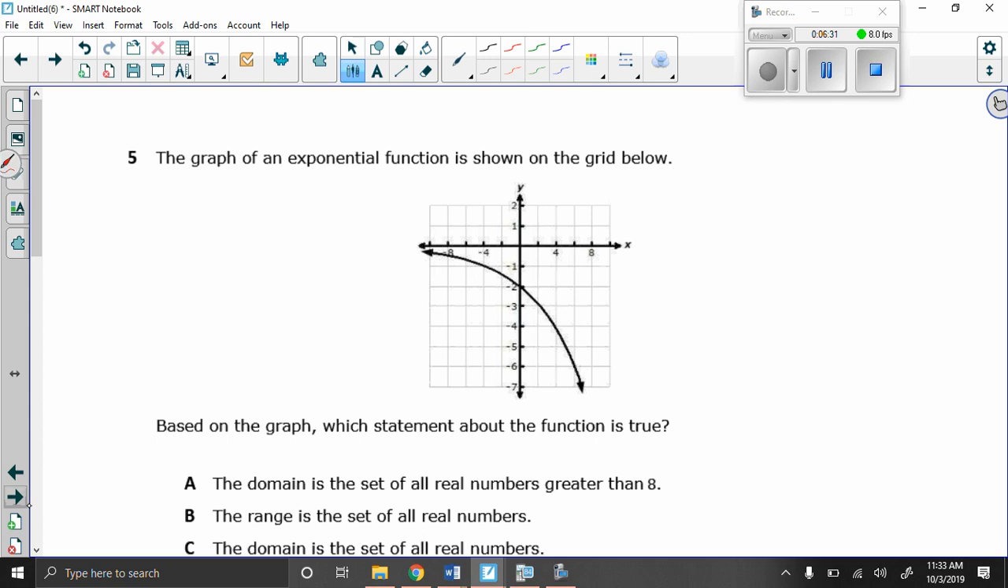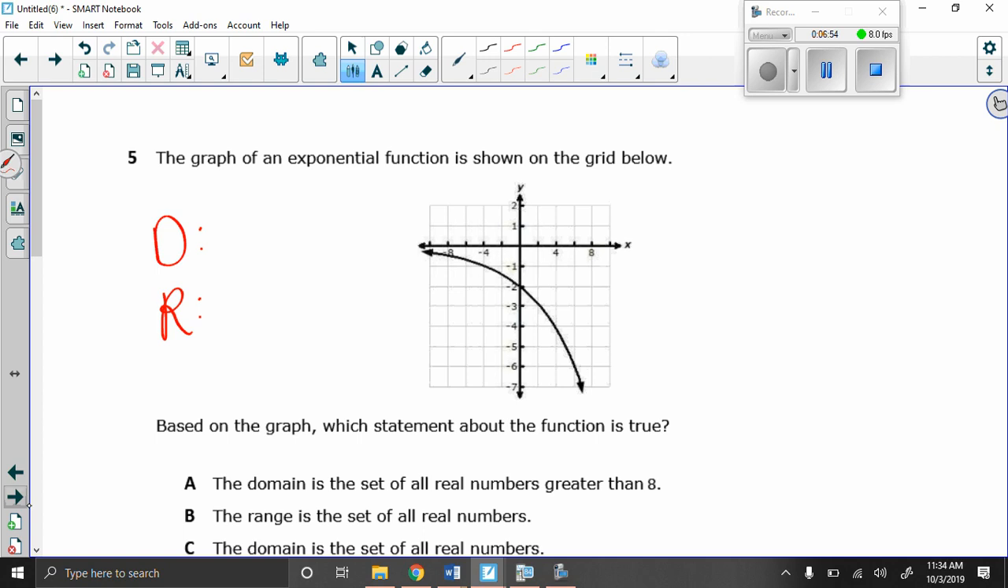All right, number 5, it says the graph of an exponential function is shown on the grid below. Based on the graph, which statement about the function is true? So let's go ahead and, based on this graph, state our domain and range. And then we'll choose the correct answer.